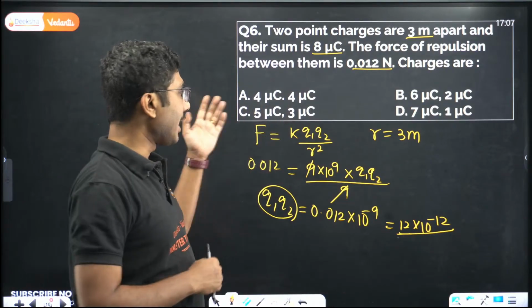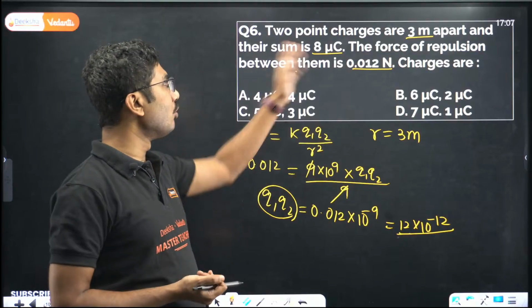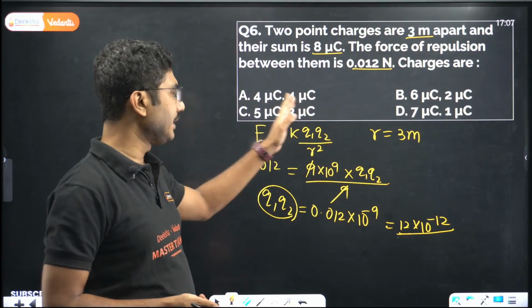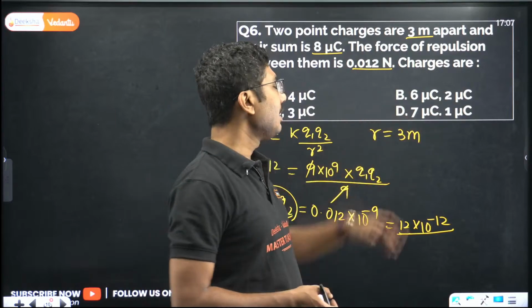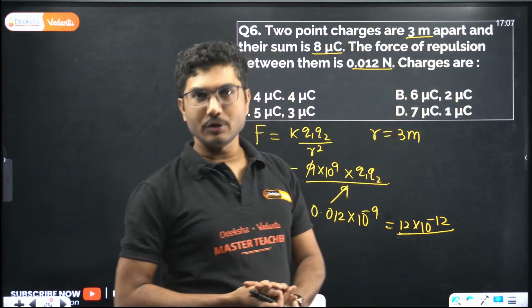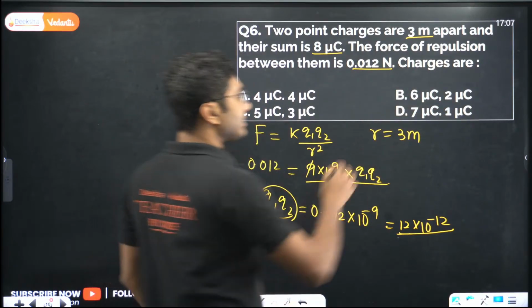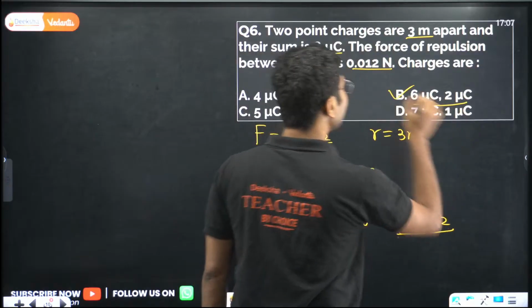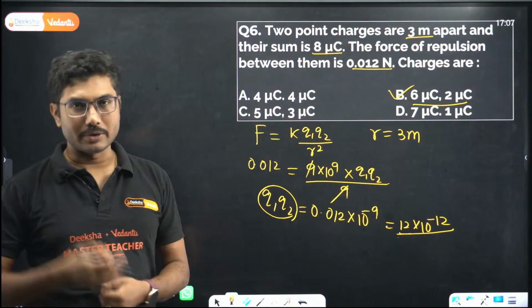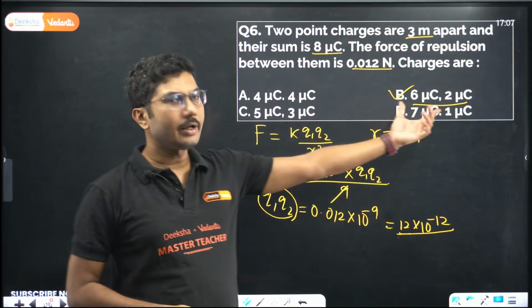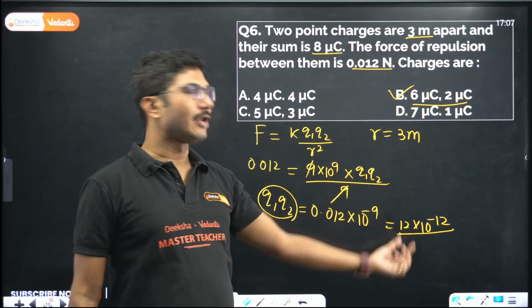Now, is there any combination which is giving you both? So 4 into 4 is 16, 5 into 3 is 15, 7 into 1 is 7, but 6 into 2 is 12. So that means your answer is 6 and 2. So if you add these two, you are getting 8. If you see, all of them can be added and give you 8. But only one will give you the multiplicative value, that is 12 as well.